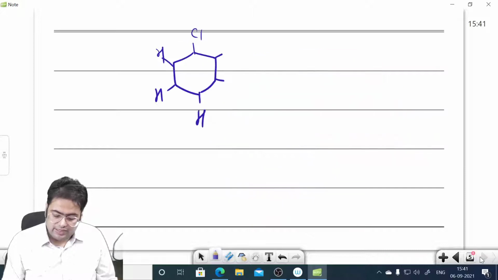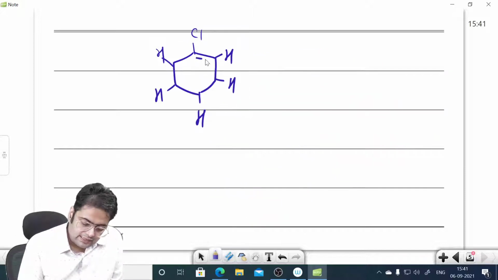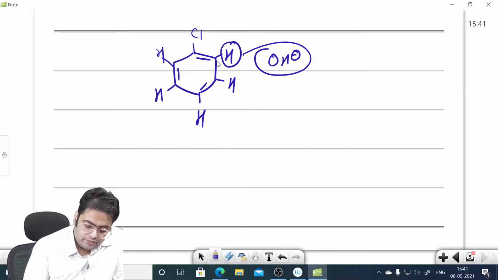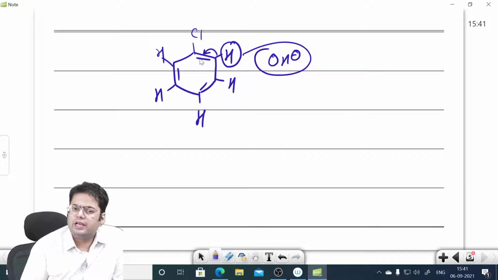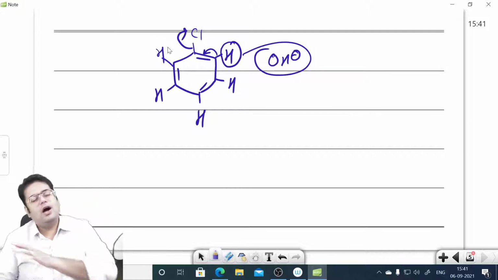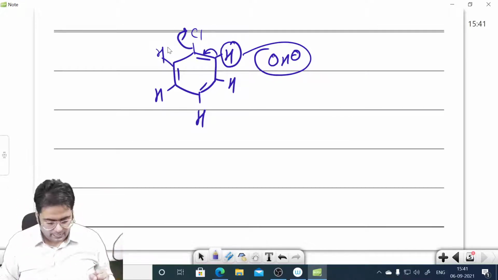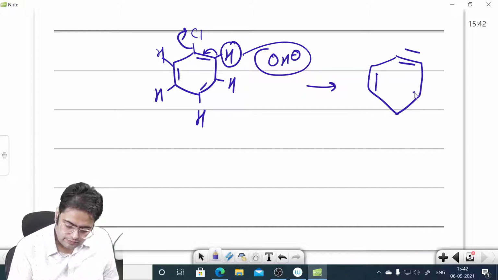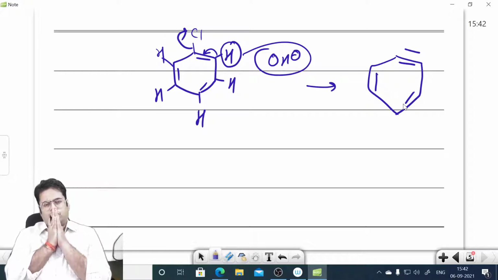And what do we get? Let's say this H comes out with this OH minus to give us a molecule of water, this bond will break. There will be a negative charge. The negative charge will form a triple bond, an extra bond, because we already have a double bond. So an extra bond will be formed, and this chlorine will come out with that negative charge. So what will we get? We'll get something like this.